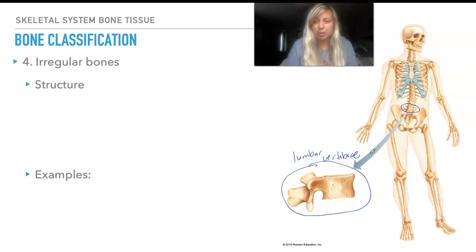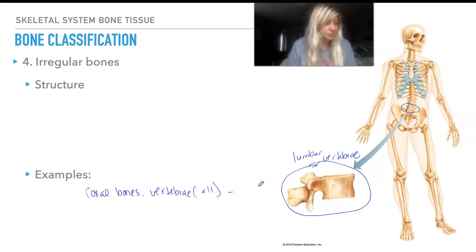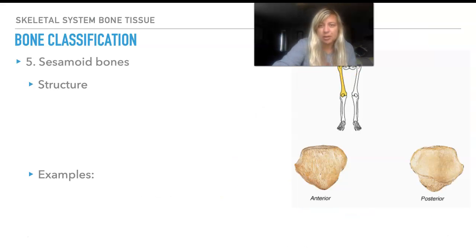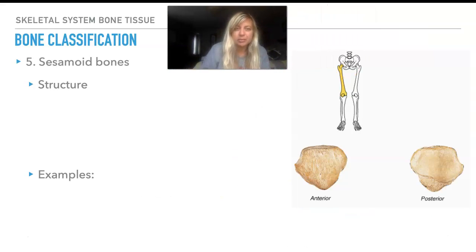Some of the other bones of our skull that we'll see are irregular bones. The vertebrae, as an example here. Also, the bones of our hip, or our coxal bones, are irregular bones. All of the vertebrae, not just the lumbar. So the cervical and thoracic are also irregular bones. Our next few categories don't include as many examples.